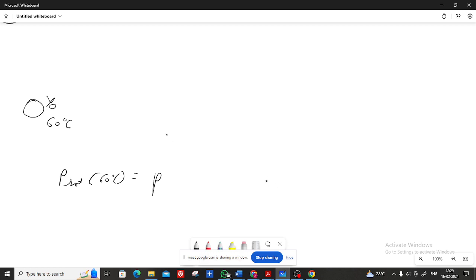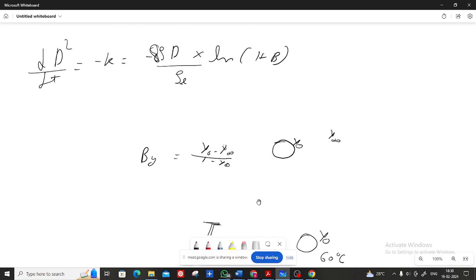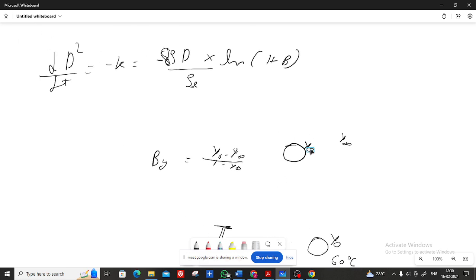Now we will calculate the mole fraction, right? P by P naught, and from the mole fraction we will calculate the mass fraction, and this is how we will get Y naught. Okay, so where were we? This Y naught is constant. It depends on the temperature. So for a given temperature, Y naught is constant. Y infinity is constant. So B is constant.